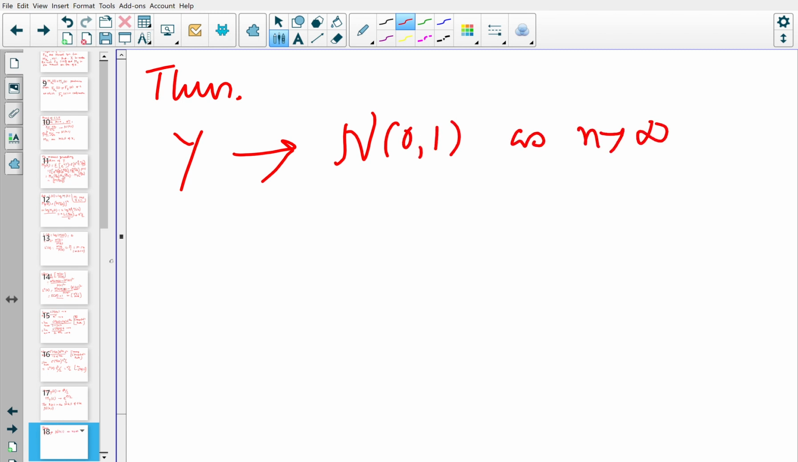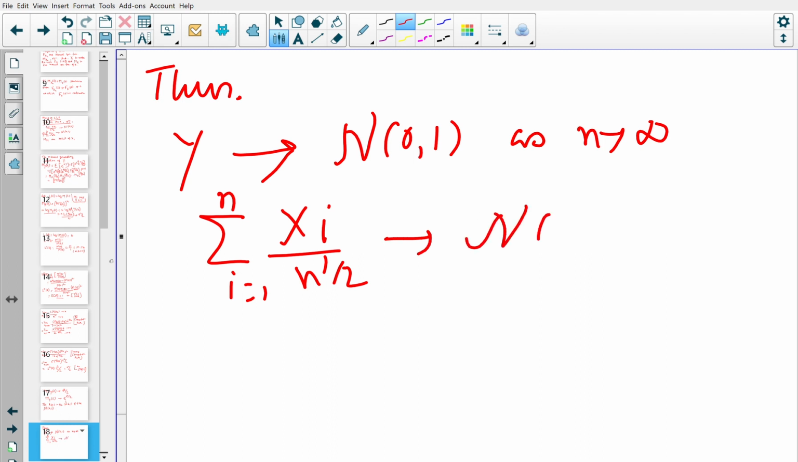Now recall what Y was. Y was nothing but the summation of X_i over n power half, i equal to 1 to n, and that converges to normal 0, 1. Okay, so this completes the proof for the case when mu equals 0 and sigma square equals 1.